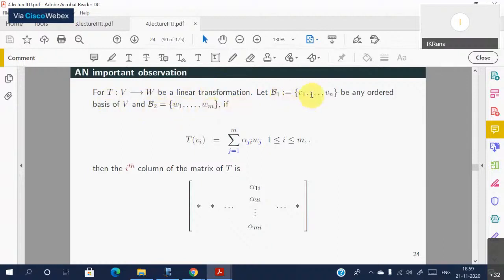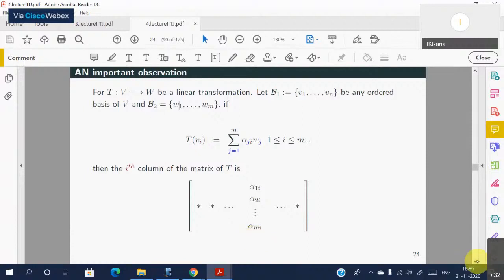Ordered basis: take the ith vector in the domain basis, T of v_i, write it as a linear combination, and that gives you the ith column of the matrix. So that is how you write the matrix representation. For every linear transformation there is a unique matrix, and we have already seen that every matrix gives rise to a linear transformation.